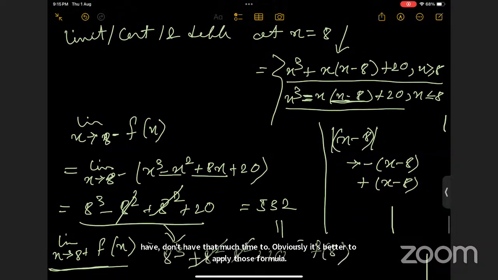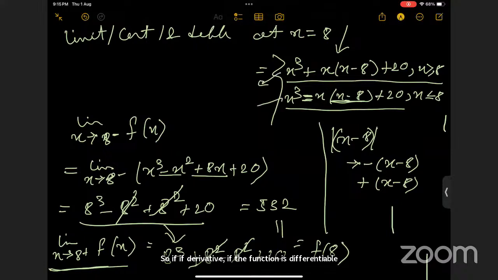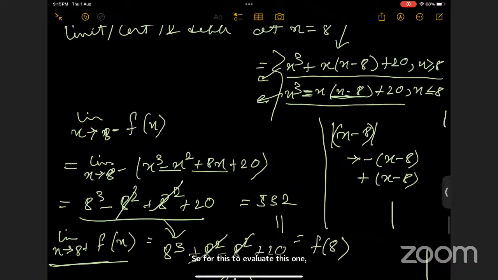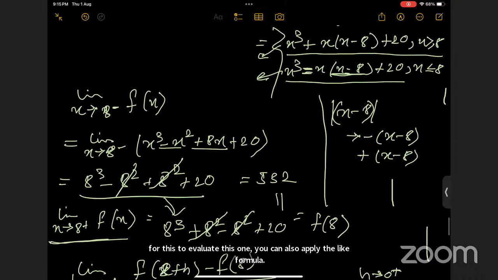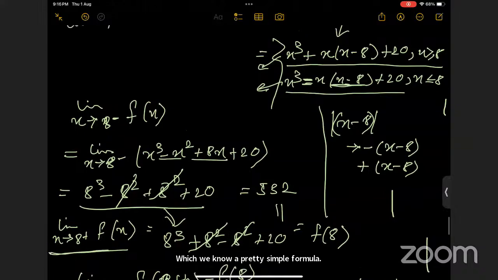So if the function is differentiable at that point, then for both the functions, this one and this one, the derivative will be the same at the point 8. Okay. So to evaluate this one, you can also apply the formula, which we know is a pretty simple formula.